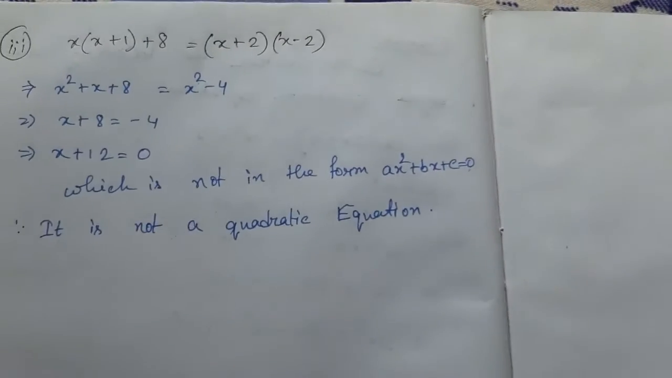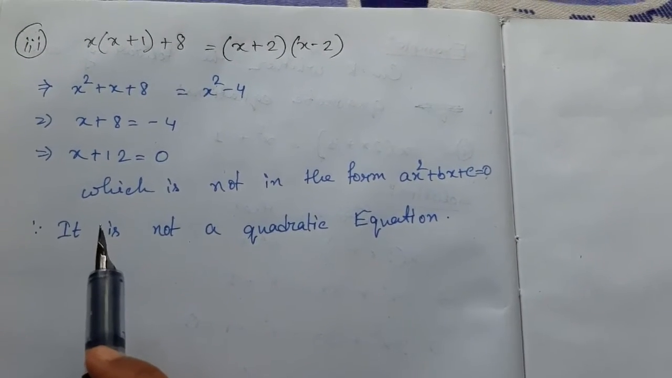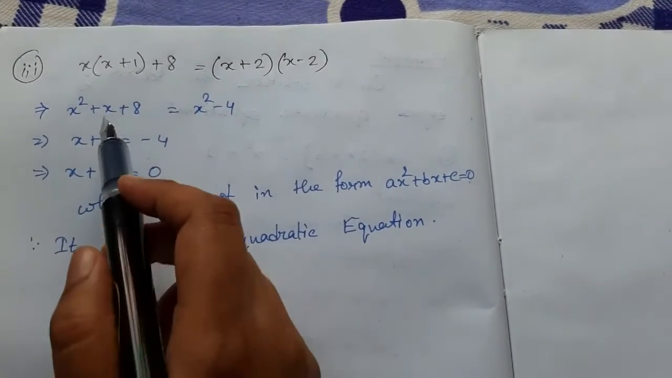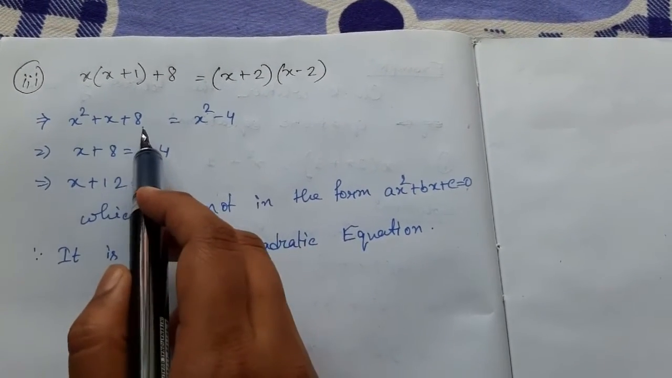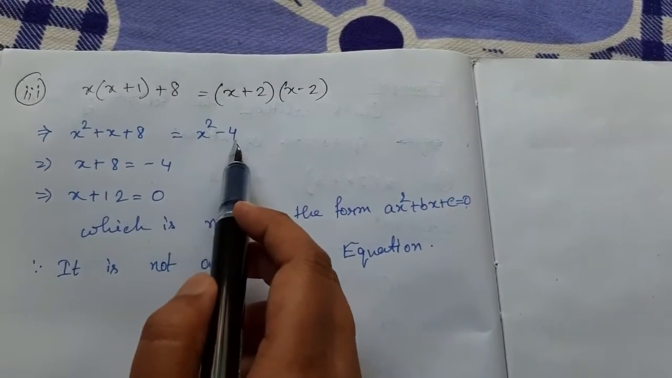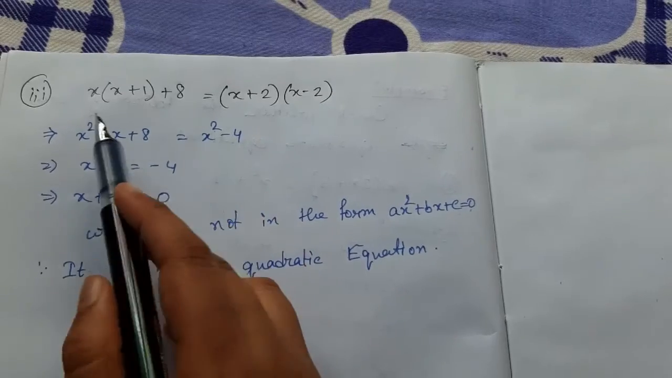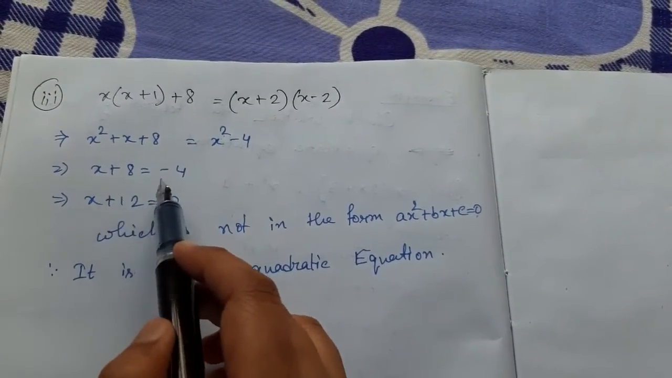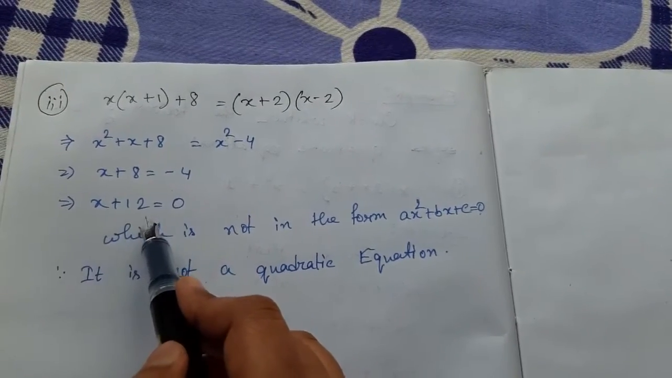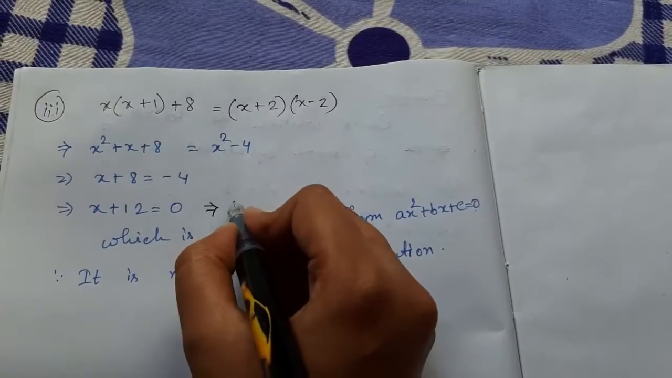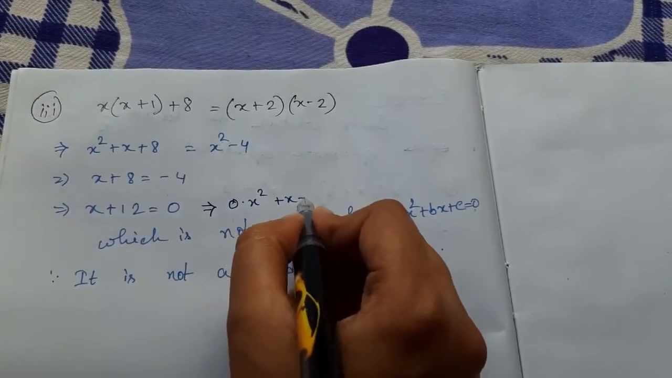Now look at the third example. x into x plus 1 plus 8 equal to x plus 2 into x minus 2. If you expand this one, it will be x square plus x plus 8 equal to, this is the a plus b, a minus b formula, that's why it is x square minus 4. As you can see, again x square is common on both sides. You will cancel this one, so you will get x plus 8 equal to minus 4, that is x plus 12 equal to 0.